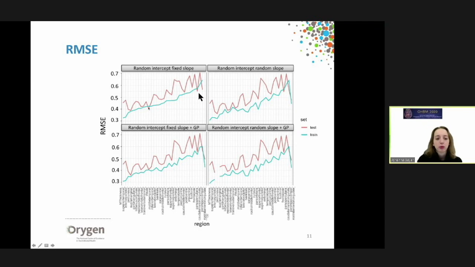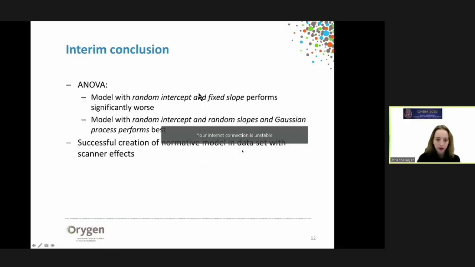Then for the root mean squared error, again, it is smaller for the training set, and then there is a greater error for the test set. Again, this model performed worse, and this model performed best. And this is also my interim conclusion.